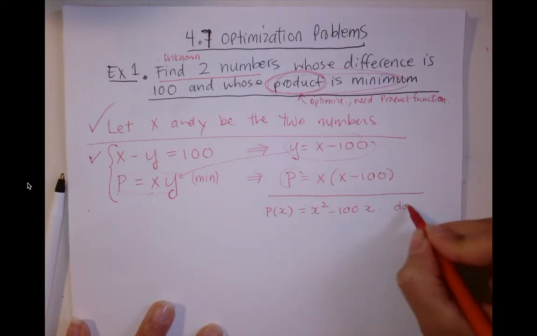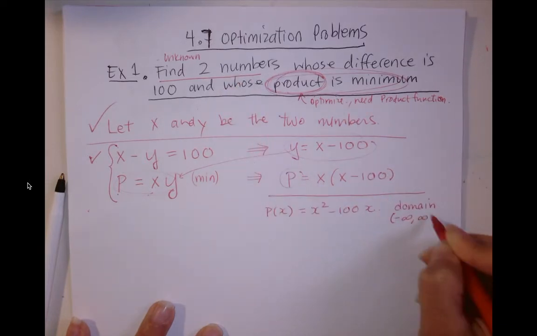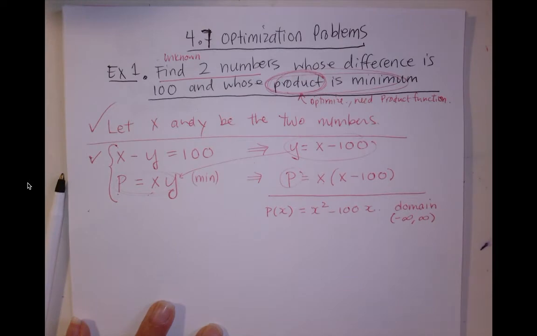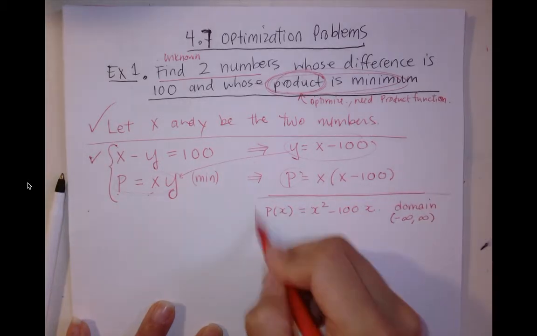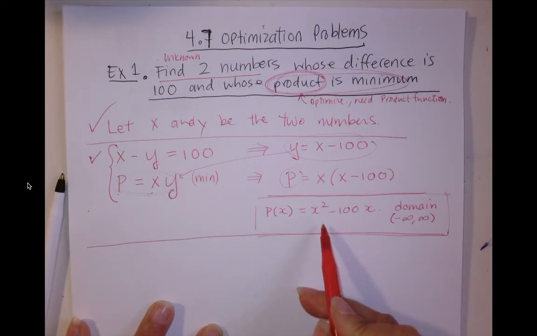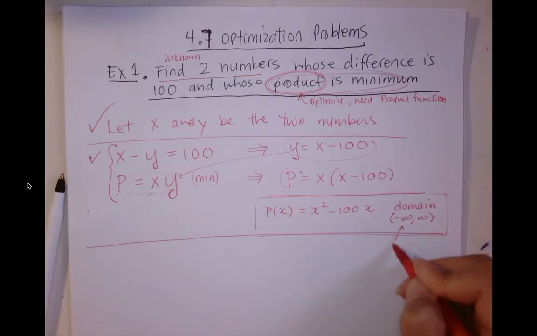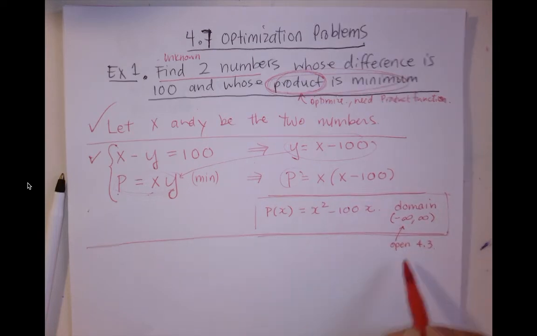The domain of this function, well, there are no constraints put on the two numbers, so they can really be any real number. Okay, and so this is my product function. The nice thing is once I have it expressed as a function of one variable, we know from sections 4.1 and 4.3 that I can find the local maxes and local minimums of this function. So in this case, my interval is open. So I need to use the techniques of section 4.3, which means I need to use derivatives to detect where the function is increasing, decreasing, increasing, in order to detect the local maxes and mins.